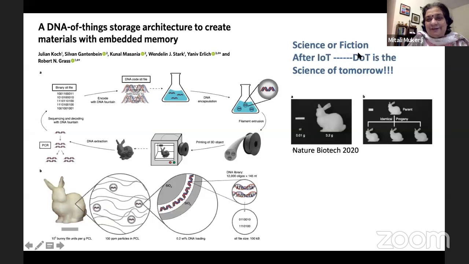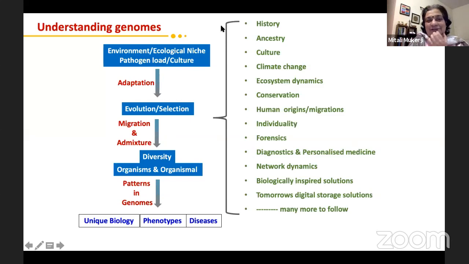It has been done in Stanford, and this is what they call the DNA of tomorrow. Instead of Internet of Things, it is DNA of Things. So this is what I wanted to leave you with: if you understand the genome, then you can understand lots of things from the environment, niches, how it adapts, how admixture happens, how diversity happens, and how that diversity creates patterns which can tell you about health, phenotypes, and disease. Not only that, you get to know about history, ancestry, culture, climate change, ecosystem dynamics, all these things, and maybe tomorrow's digital data storage solutions. So thank you. I'll end here and happy to take any questions.